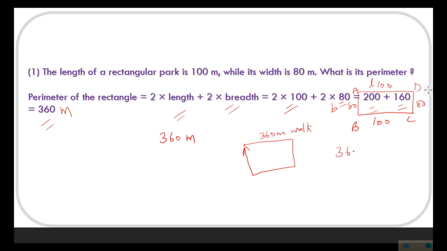3 times if you walk, 3 into 360, 30, 36 are 18, 3 is 9 plus 1, 10. That means 1080 meter you will walk. That means 1 kilometer and 80 meter you will walk if you are having the habit of walking or if your parents are having. So in fact, if he goes to the park and takes one round, it is 1 kilometer and 80 meter of walking. So if you want to make it 5 kilometer, you have to walk 5 times. Some practical approach. Okay, let me go ahead.